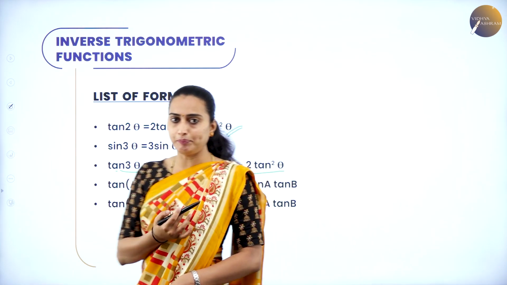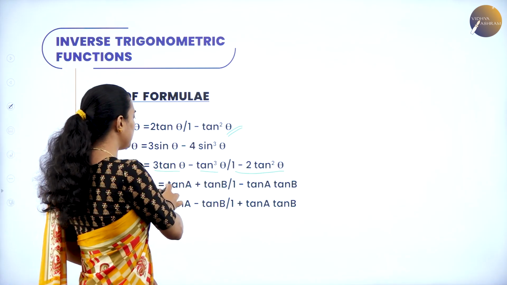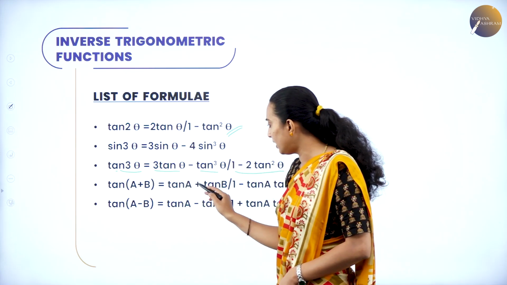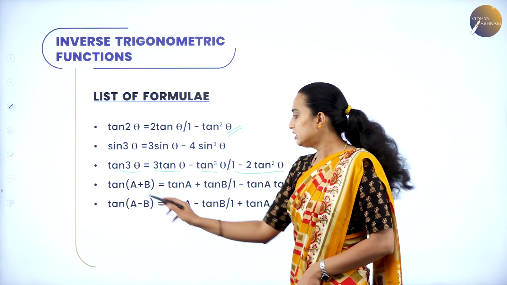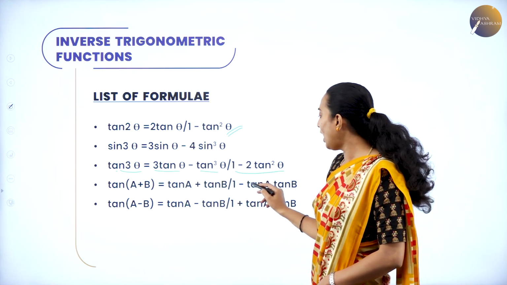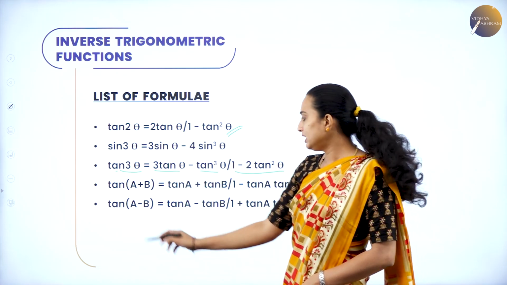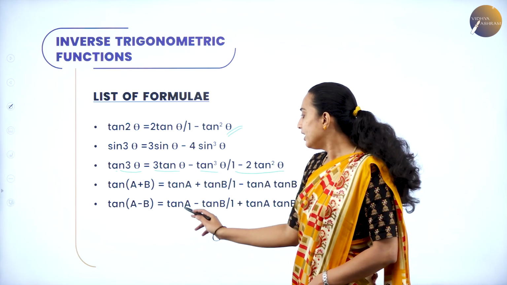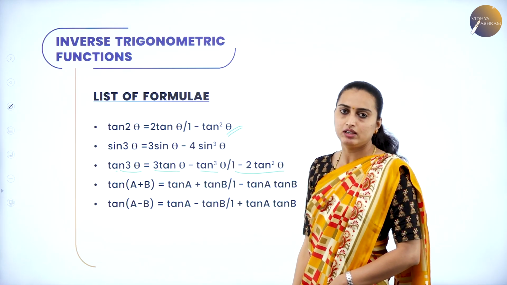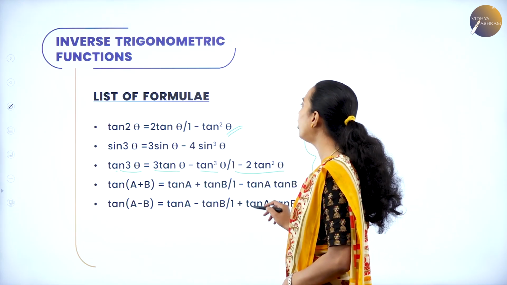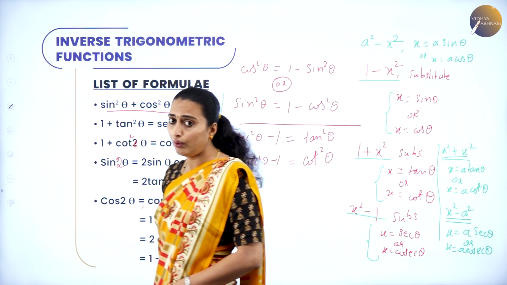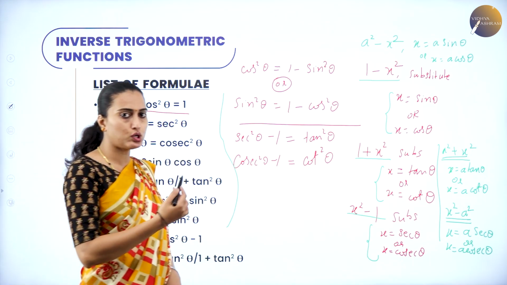Next, tan of a plus b, that is adding and subtracting an angle. Tan of a plus b can be written as tan a plus tan b divided by 1 minus tan a into tan b. Similarly, tan of a minus b can be written as tan a minus tan b divided by 1 plus tan a into tan b. So these are all very important formulas, and these are all the substitutions you have to know for solving problems.